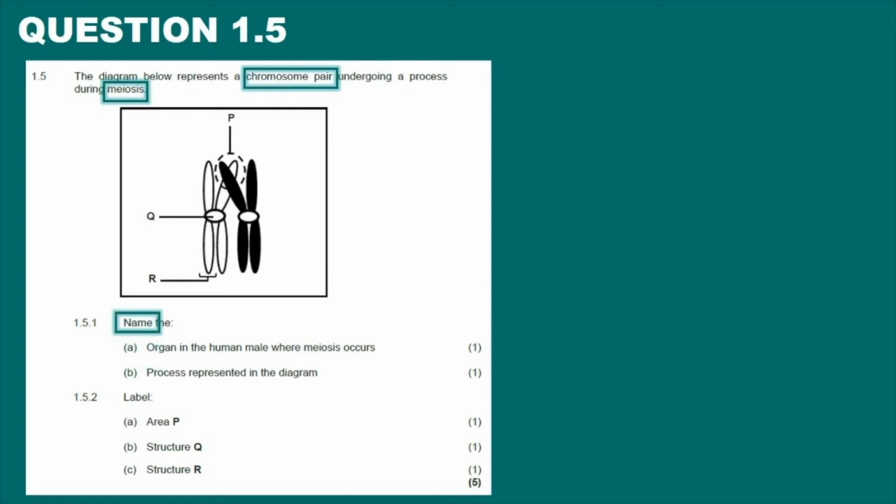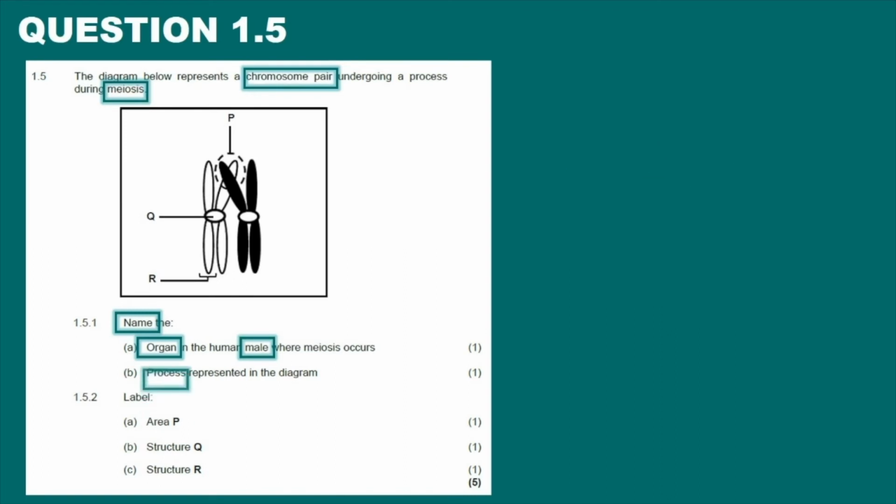Question 1.5.1 is name the following. What they indicate here is name the organ in the human male where meiosis takes place. Then, name the process represented in the diagram. If it's the process, as I said in the summary, it's called crossing over. If they ask you to identify area or location P, it will be chiasma. And that's how you will be able to differentiate between them.